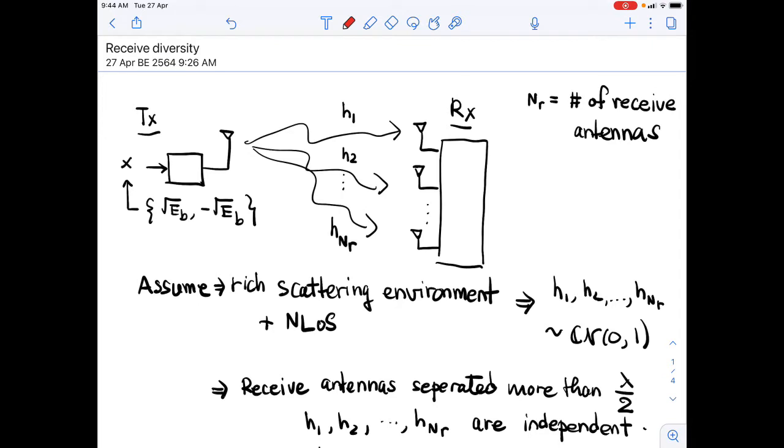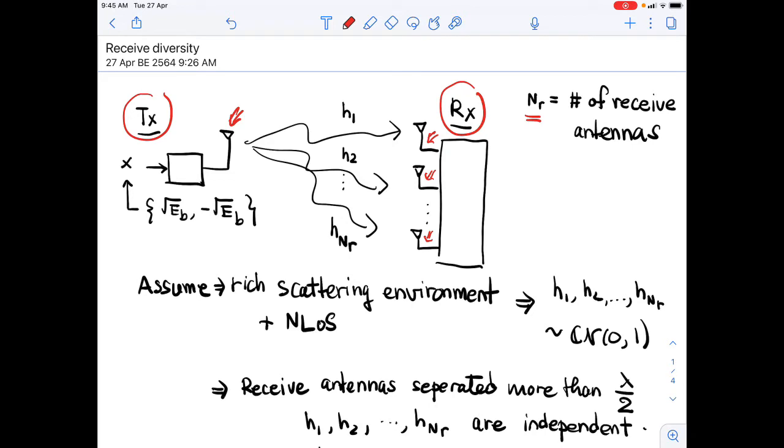We have a transmitter with only one transmit antenna. We have a receiver which has NR number of receive antennas. So you see multiple antennas here. NR could be 2, could be 3, could be 4, could be 5.